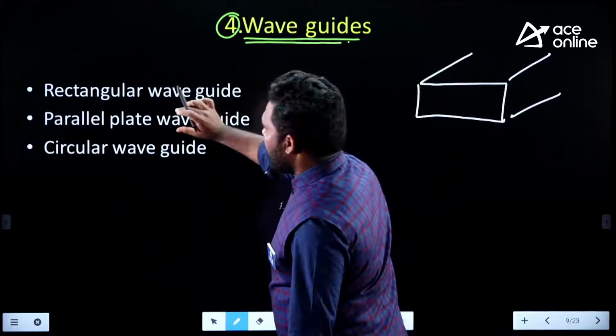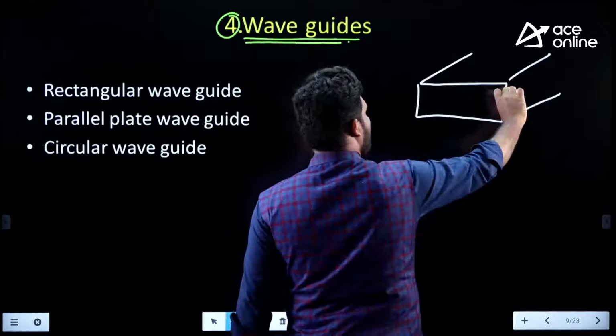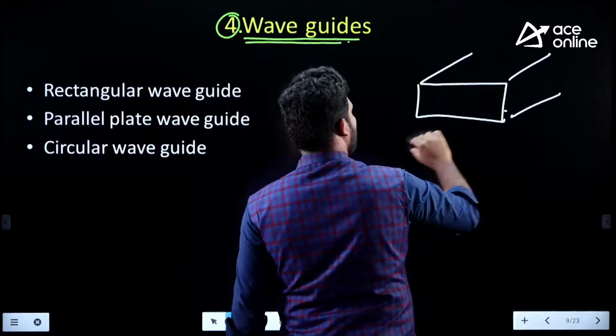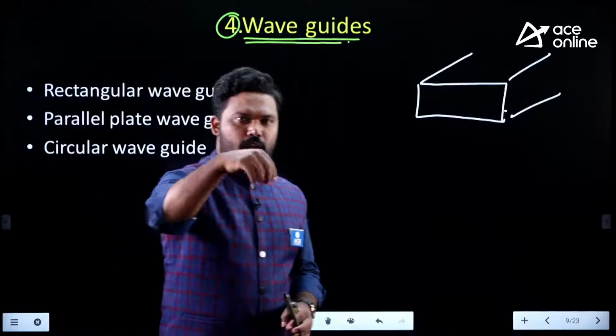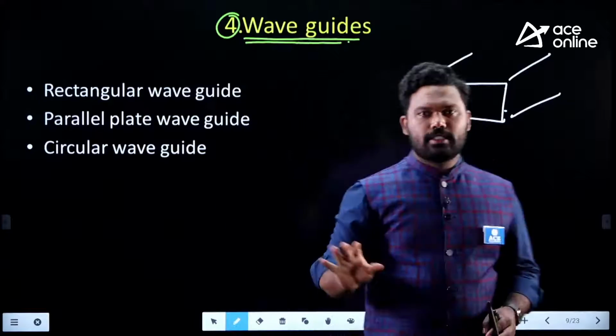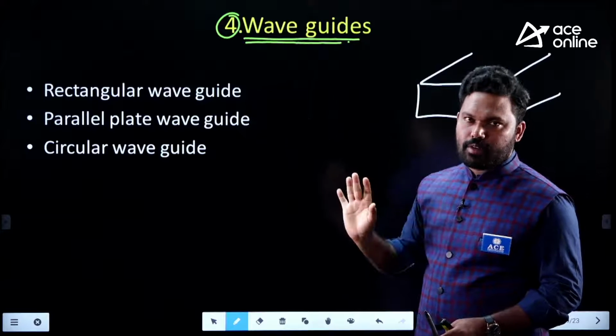One can easily learn the parallel plate waveguide from the rectangular waveguide. The only thing is you need to remove this set of plates. Just remove this one, then it will become a parallel plate waveguide. Okay, that is the approach one should have. Don't treat this parallel plate waveguide as a separate thing. It's a special case of a rectangular waveguide.